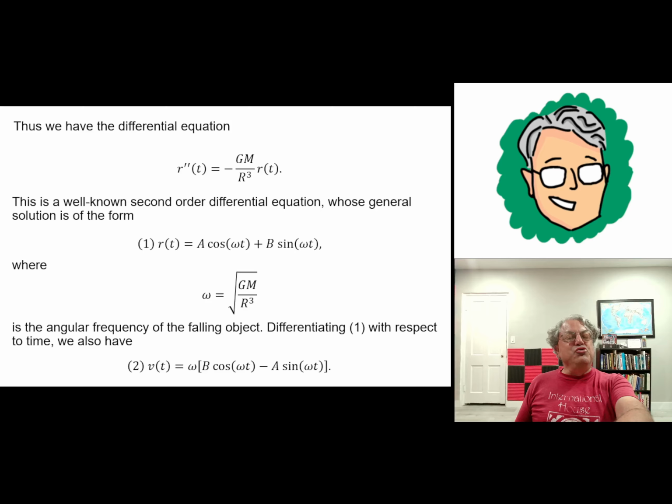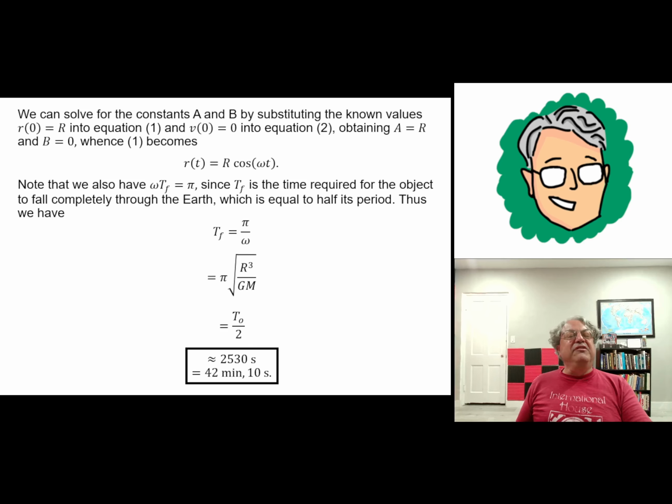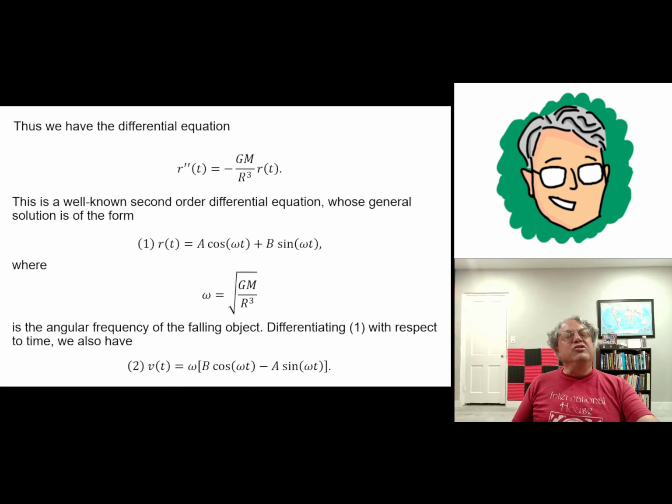So now we have these two equations, and we also know the initial condition. That's how we can solve for a and b. Because we know, for instance, that at time 0, the object is a distance capital R from the center of the Earth. That's our initial condition for equation 1. If we plug in t equals 0, we would get capital R equals capital A times the cosine of 0 plus capital B times the sine of 0. But you know that the cosine of 0 is 1 and the sine of 0 is 0, so you're going to get capital R is equal to A.